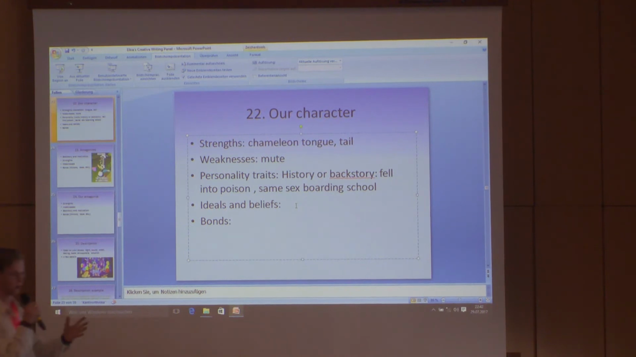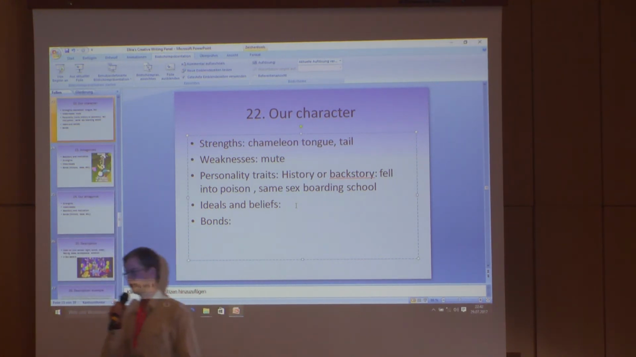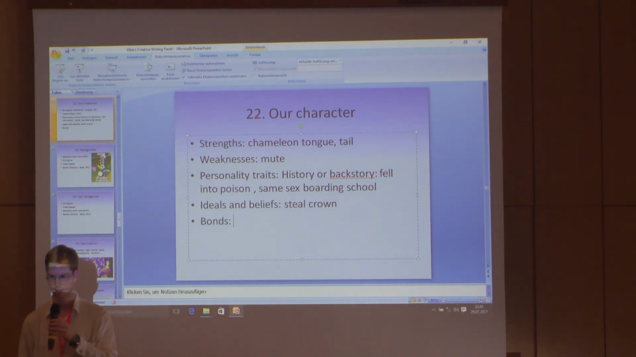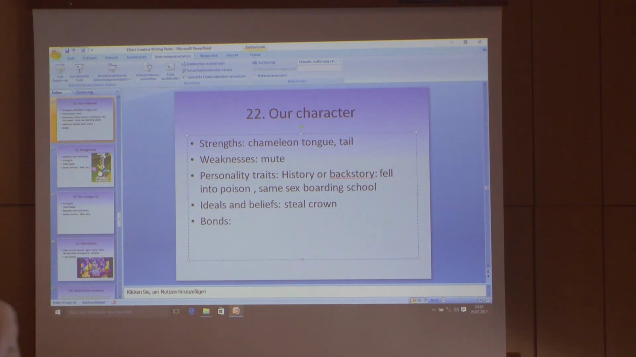Ideals and beliefs, which are morals, moral goals. What does the character think is not done or is done? Mister over there. He's highly manipulative and aims at stealing the princess's crown. Oh, okay, all right. So the character is aimed at stealing the princess's crown because he or she is very manipulative. I like it. So that is more of a mission than a belief, but it's all right. Oh, you got an idea? Okay, he believes in evil. That's good. Our character is not a protagonist, but an antagonist.